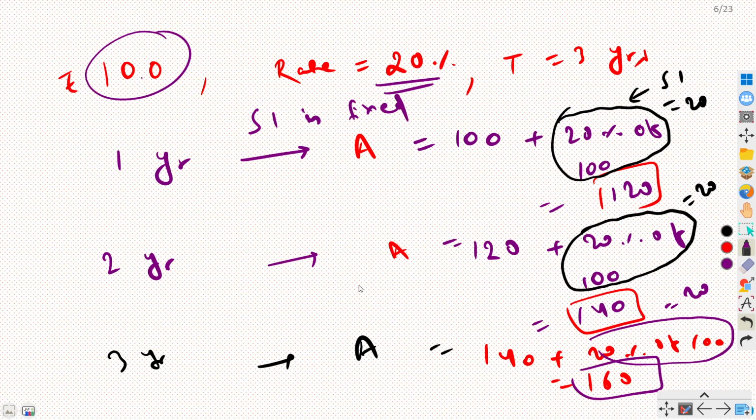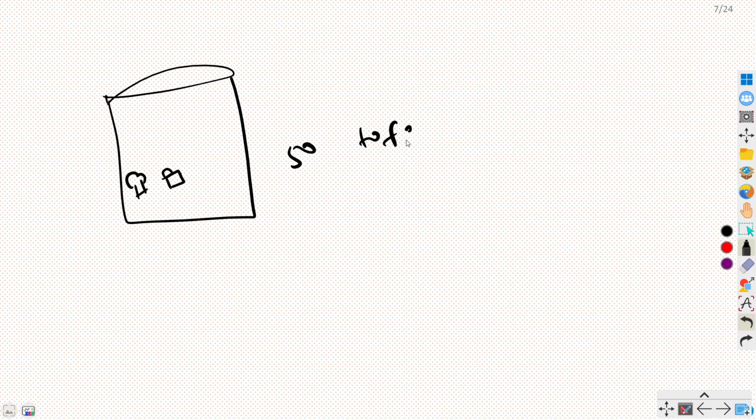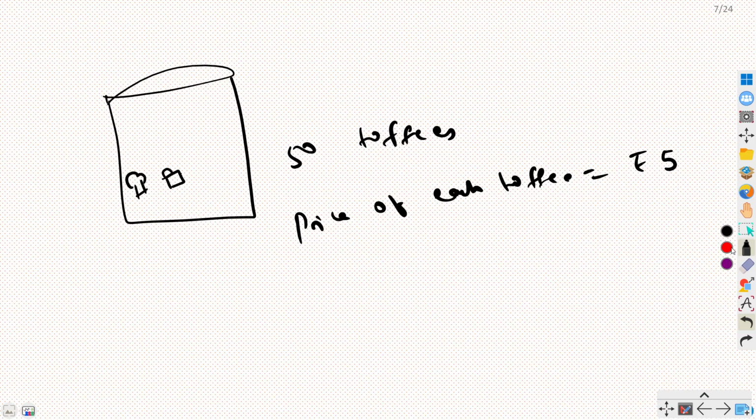Now whenever a quantity is fixed, we can always apply unitary method, right? Now, for example, let me say we have a can of toffees. So this is a bottle of toffees, and there are 50 toffees in this. There are 50 toffees, okay? And we know that price of each toffee is say rupees 5. Okay.